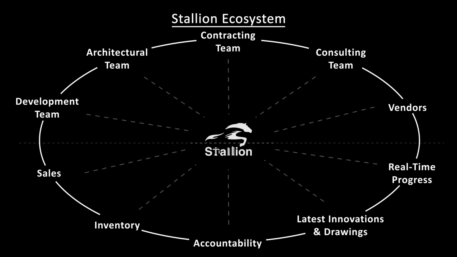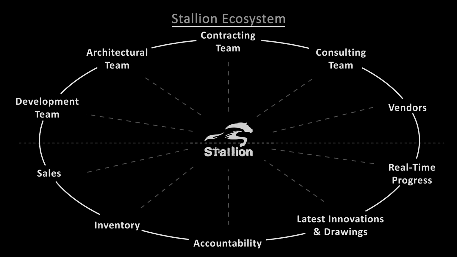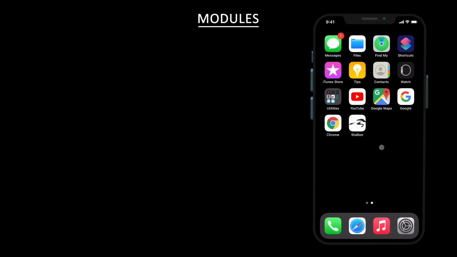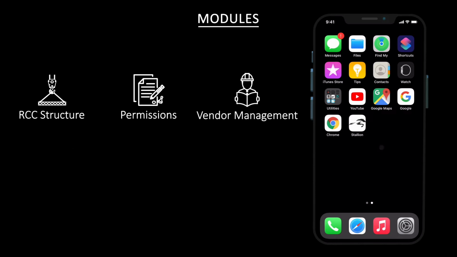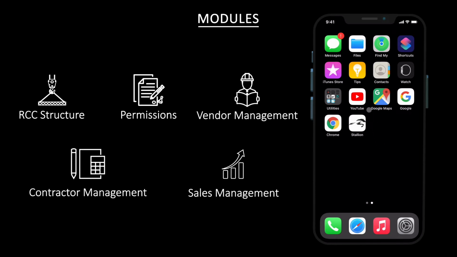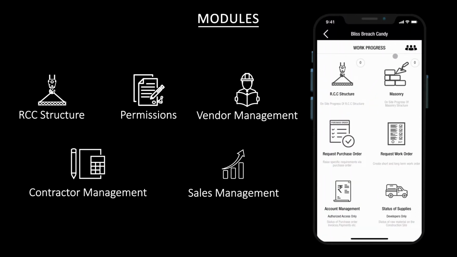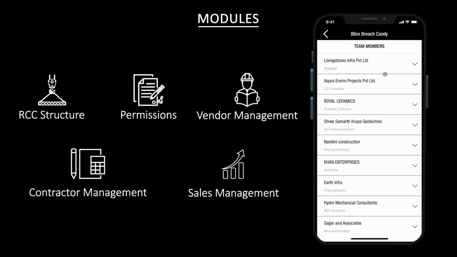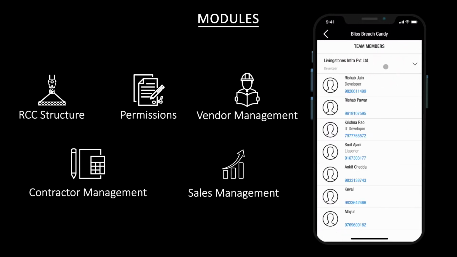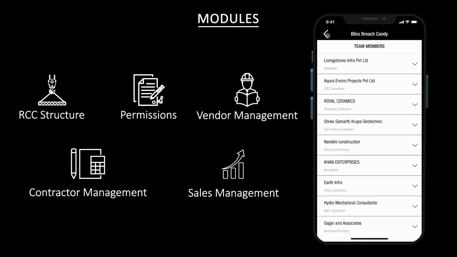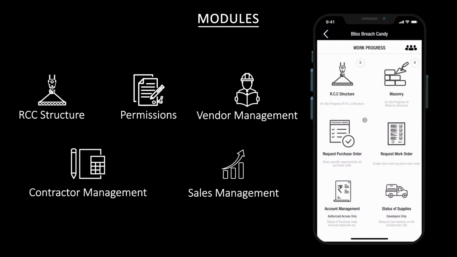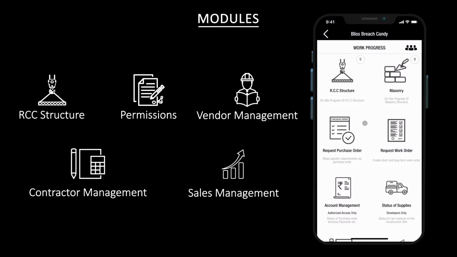Let me explain a few features of how Stallion achieves this. To begin with, Stallion consists of 5 major modules as of now, which accelerate your project in various ways. Now we launch Stallion on your smartphone and it first displays all your projects. In each project, you can see different teams and their members associated with it, as well as functionalities like RCC structure, account management, sales management, etc.